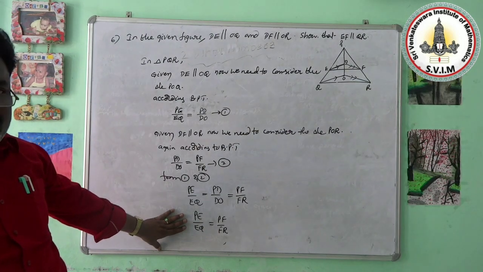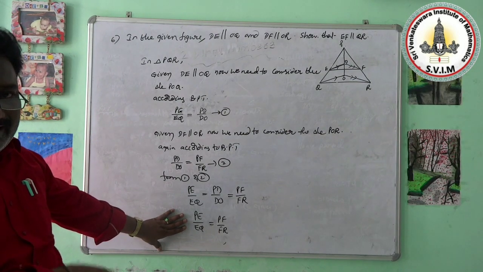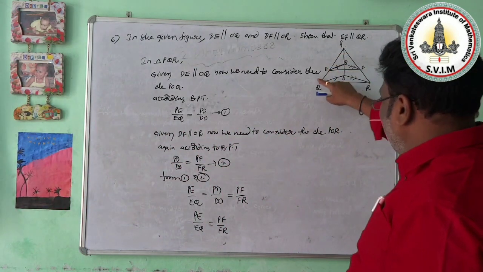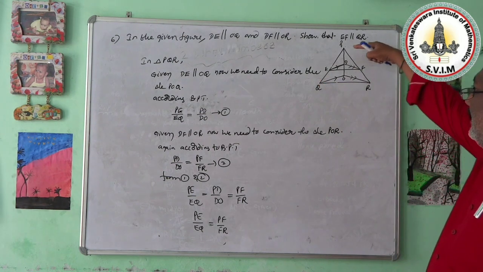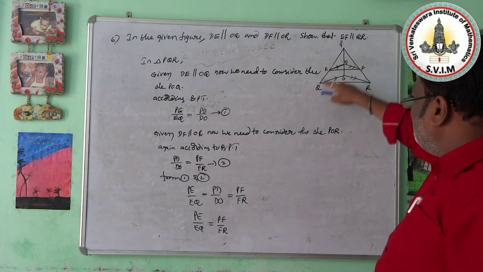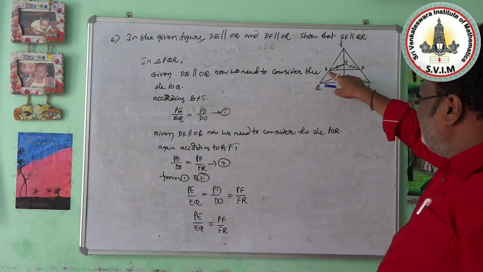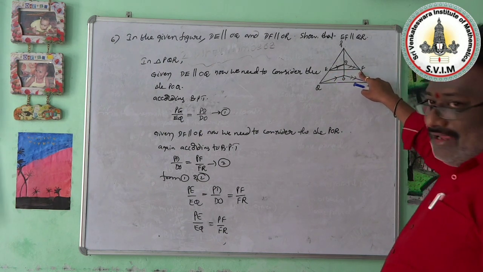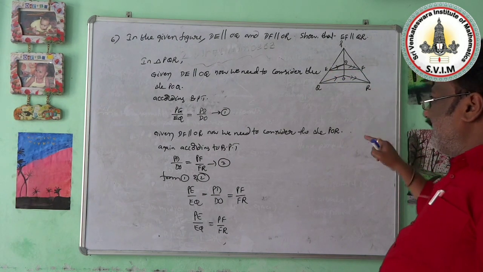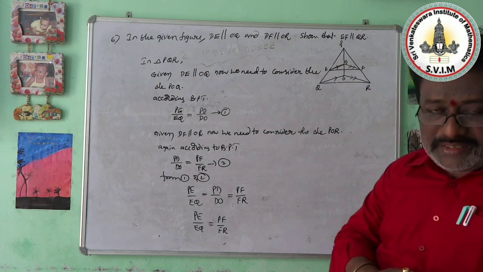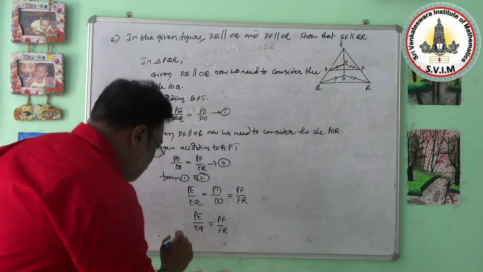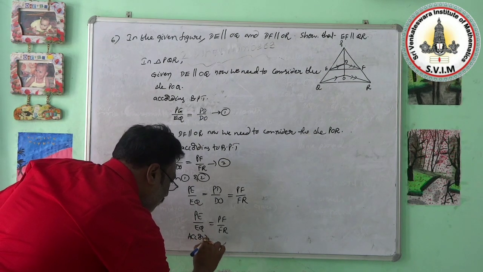This ratio we need to check, how you are getting that ratio in the triangle. PE by EQ is equal to PF by FR. That means in this triangle, these two line segments have been divided by the line segment EF in the same ratio. Then the line segment is parallel to the third side of that triangle. According to which property? Converse of basic proportionality theorem. That's all.